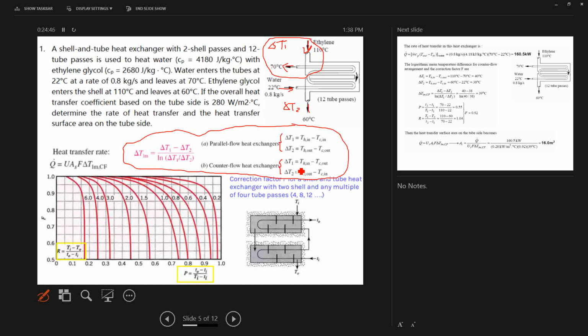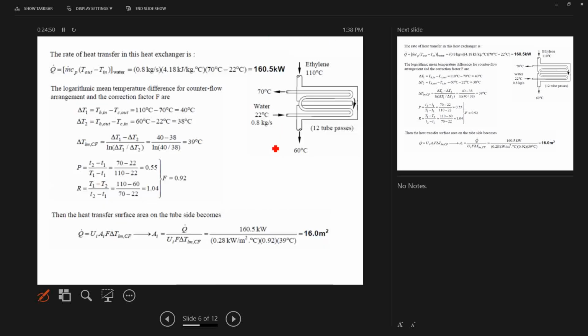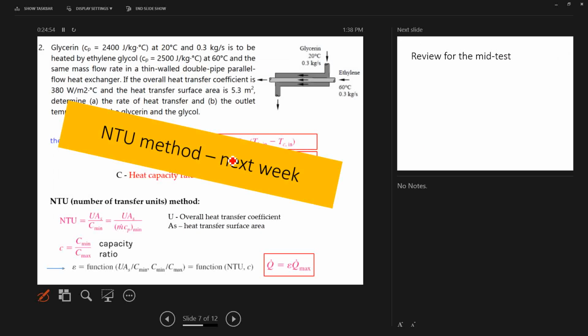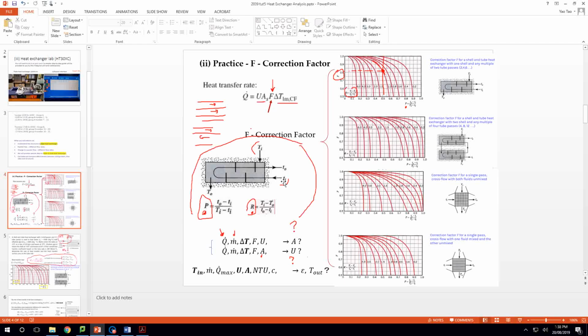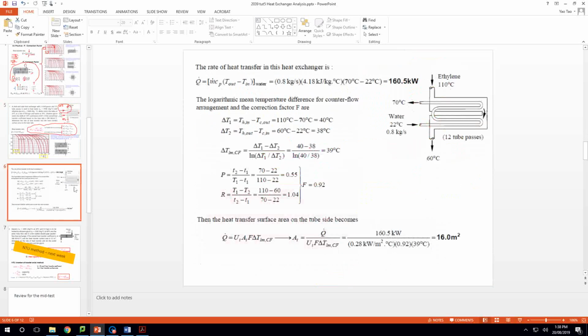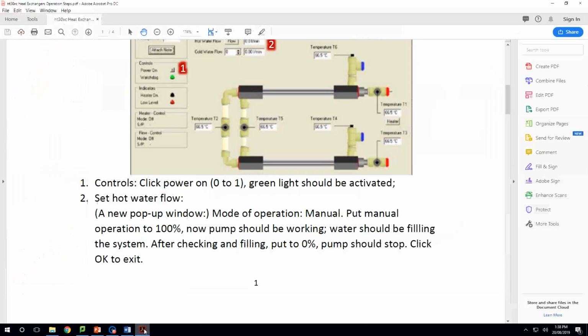Yeah. Any questions? No. Okay. So that's the solution. I will update the solution later. Okay, so I think we can come to a simple review about your midterm test.